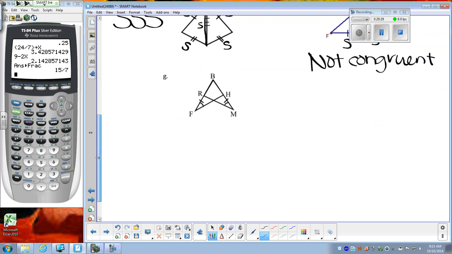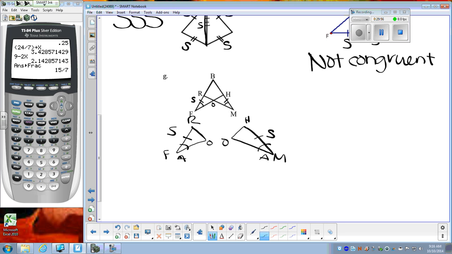In G, I have some overlapping triangles, so I'm going to look at what I've got. I have an R, S, I'm going to label this O. And I have HMO. I know RF is congruent to HM. I know that angle F is congruent to angle M. And then I also know that angle O is congruent to itself because these are verticals. So another angle. So these two, RFO and HMO, are congruent by angle, angle, side.